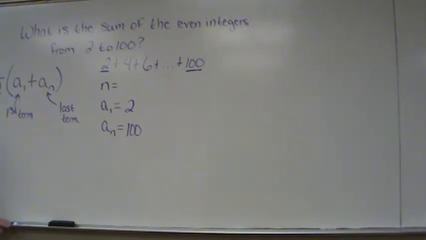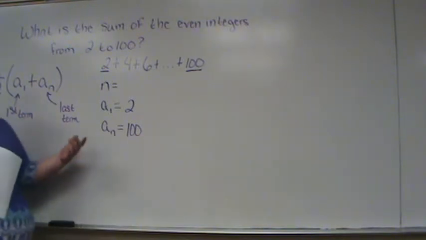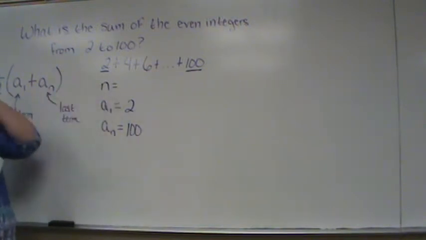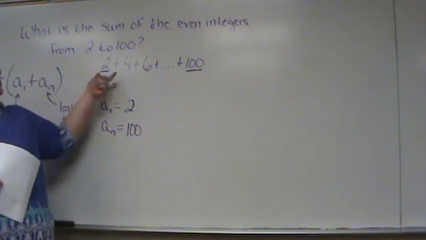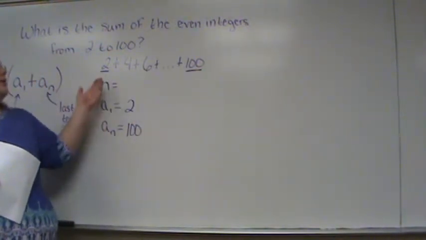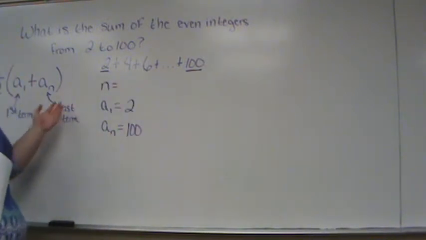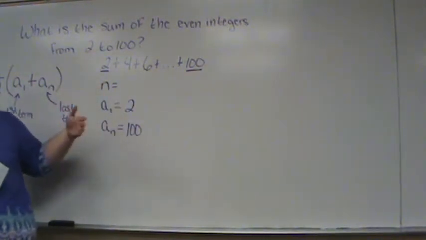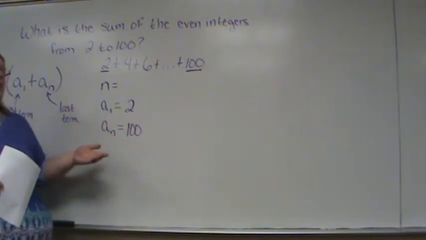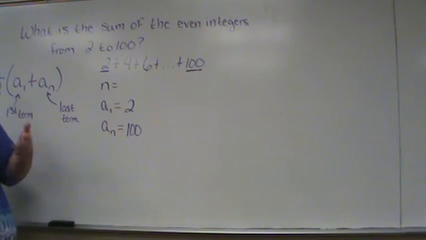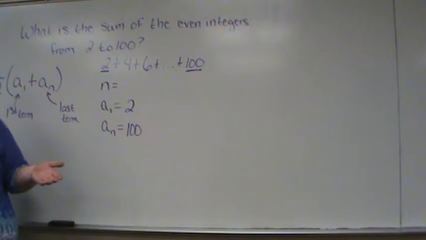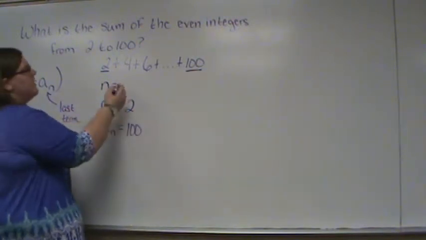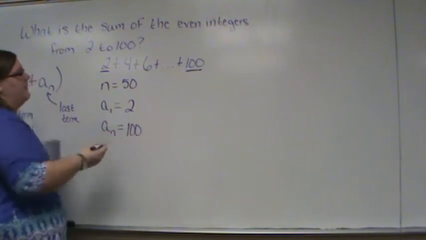Is it 100? So we have to think about what we're adding. We're summing up the even integers from 2 to 100. If we went from 2 to 100, there would be 100 numbers, but we're looking at just the even ones. So there would be 50, because half of your integers from 2 to 100 are going to be even, and the other half are going to be odd. So for this one, we can tell that n is 50.